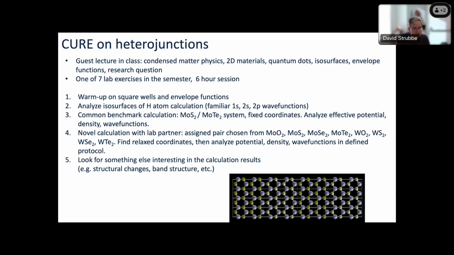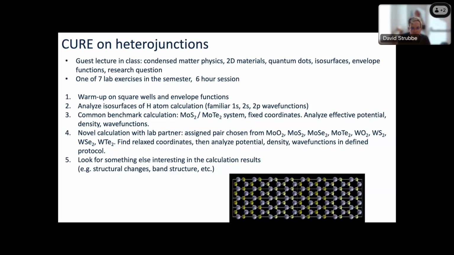And so what they did is, first they had a warm-up on square wells and envelope functions. I'll show you that in a moment. This is actually not with nanoHUB, but a different tool. Then they went to check out isosurfaces of the hydrogen atom. So this was to help understand the idea of looking at isosurfaces of wave functions with the familiar 1s, 2s, and 2p states.